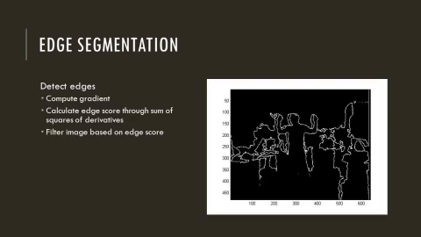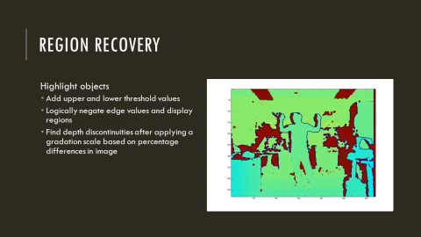So far, we can detect and segment edges with range imagery in MATLAB. Our first attempt at partitioning objects required computing a gradient for the image. With this gradient, we can filter the image based on an edge score that is calculated using the sum of squares of derivatives. We can take this segmented image a step further by concentrating on specific blobs in the image and highlighting them. We've learned to do this one of three ways.